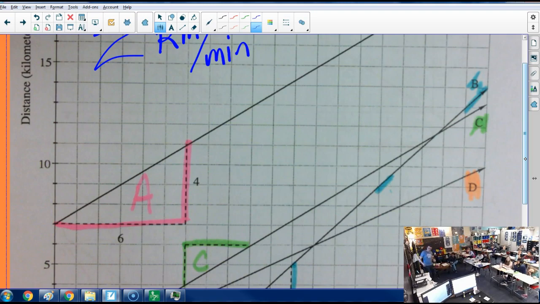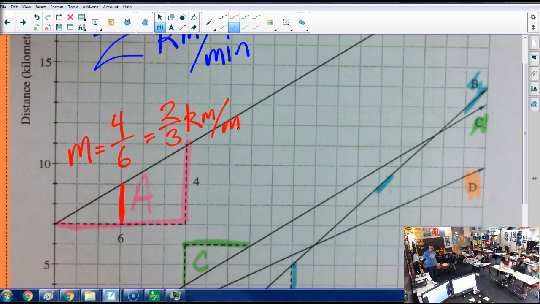Absolutely. So we set up for the slope or the speed, what we're going to talk about. And we often call this M. I'm going to make it red because that's the closest thing I have to pink, really. Yeah, that is the 4 over the 6. So can we reduce that? Yeah. To what? Two thirds, right? Which we could actually see right here. 2 and 3. So that's 2/3 kilometers per minute. Or we can actually say what that means is 2 kilometers every 3 minutes. Or every minute we travel 2/3 of a kilometer.